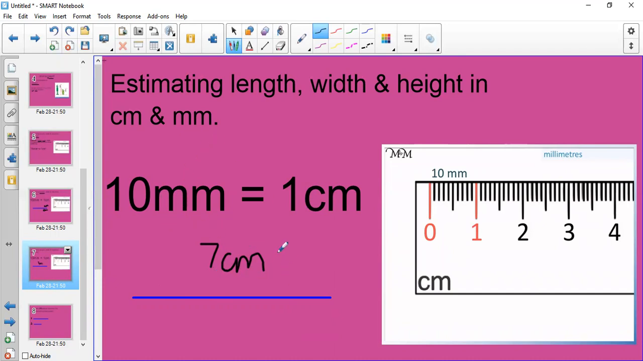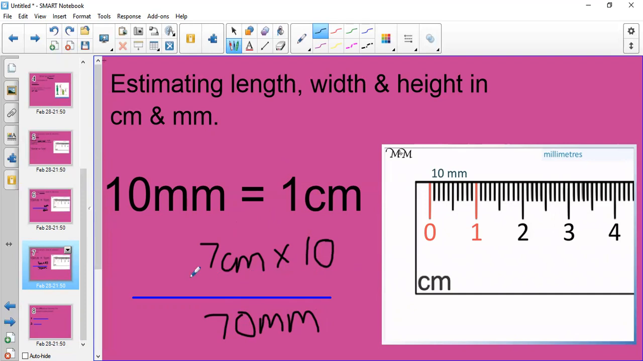centimeters into millimeters, you just need to multiply the number in centimeters by 10. So we know that 7 times 10 is equal to 70. Or if I just add a 0 onto the 7, it would become 70. So 70 millimeters. That's how you change anything from centimeters into millimeters.